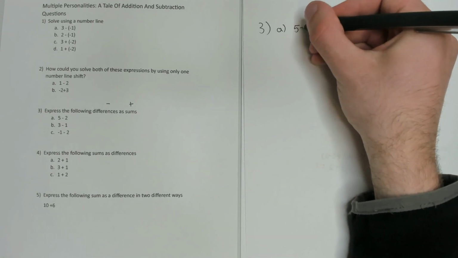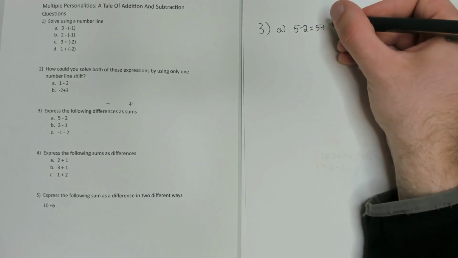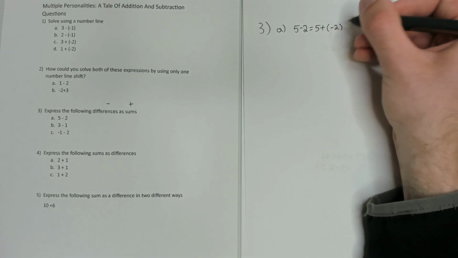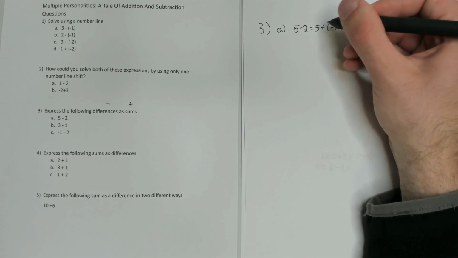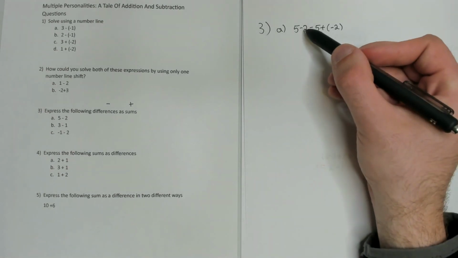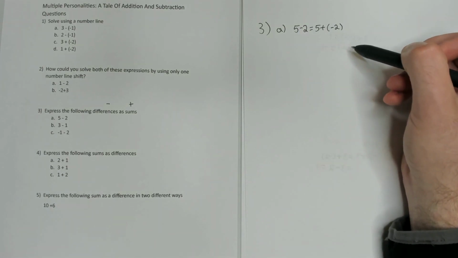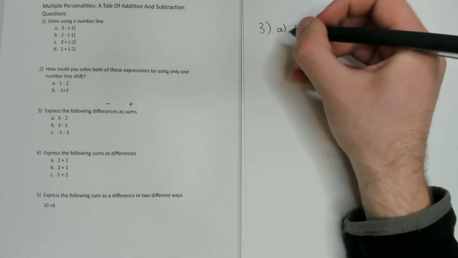So 5 minus 2, that's going to be 5 plus what? It's going to be 5 plus -2, right? Because the amount that we're shifting by, 2, stays the same. We just need to make sure they're both going left. When we're subtracting, that automatically goes left. And when we're adding, that goes right. So to make it go left, we have to put the negative here.